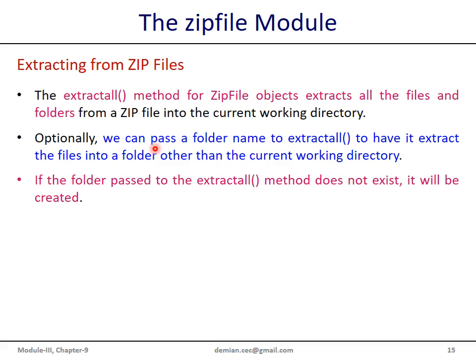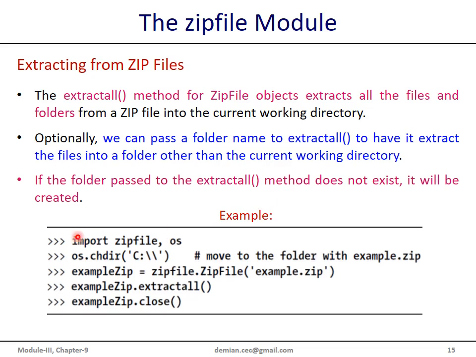Optionally, we can pass a folder name as an argument to the extractall function. In that case, all the files and folders present in a zip file are extracted into the folder that is specified in the extractall method, instead of dumping the contents onto the current working directory. If the folder passed to extractall does not exist, then that particular folder will be created.